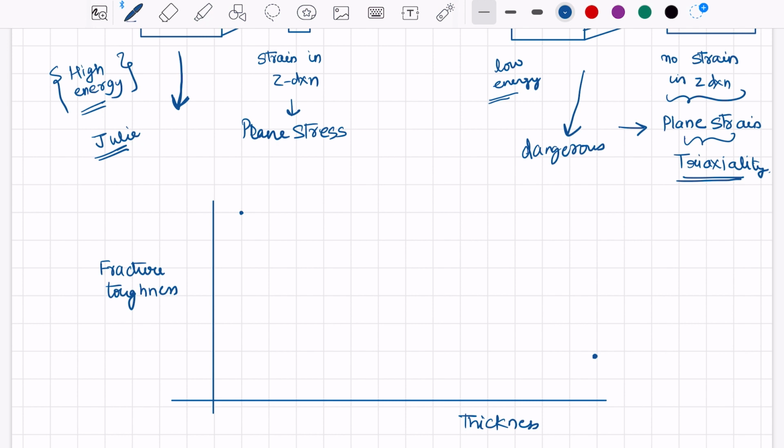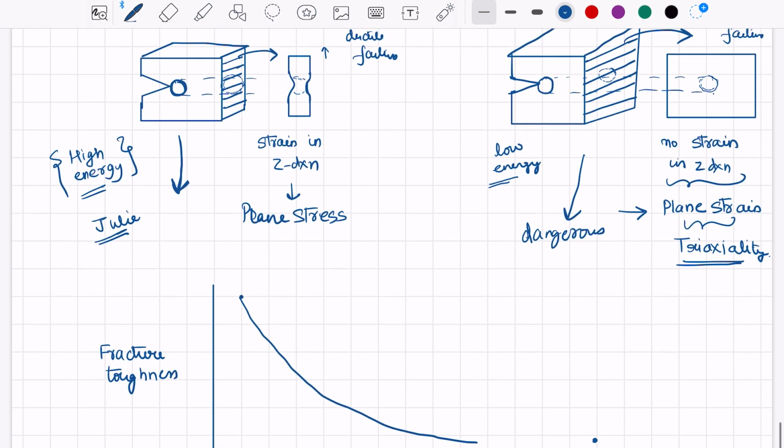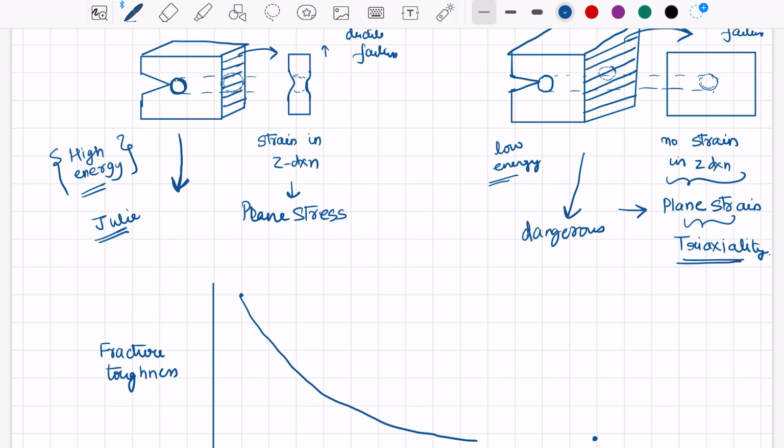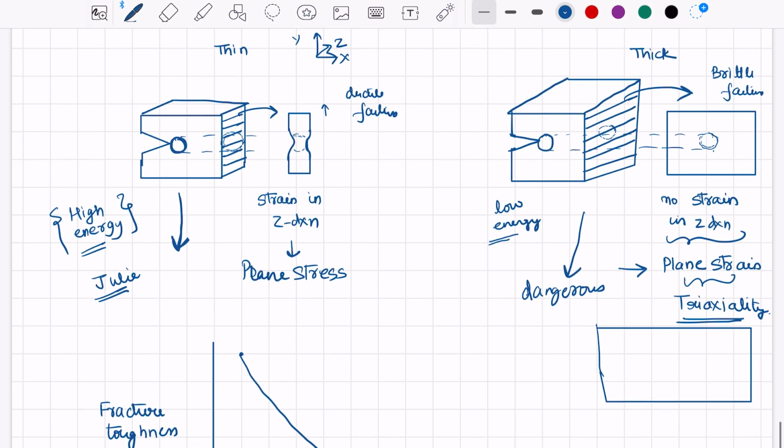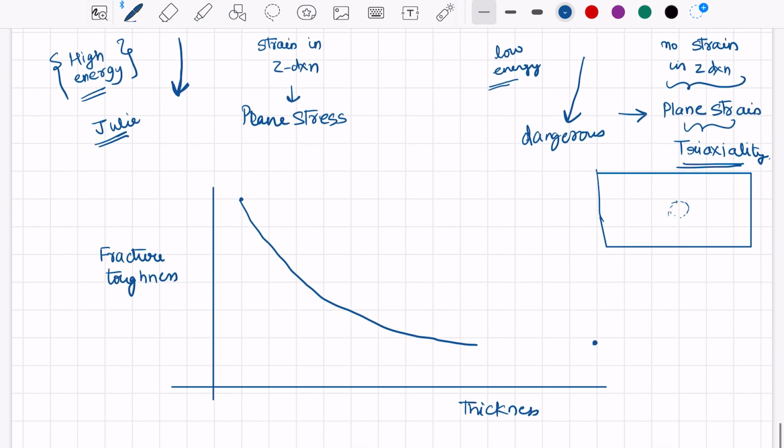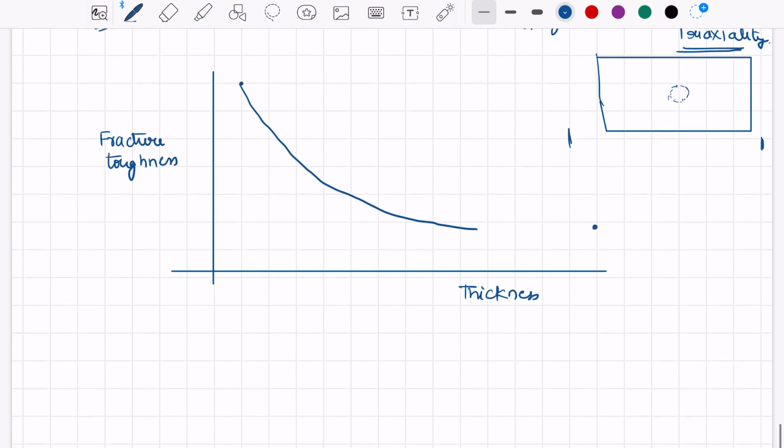Now, if you plot it, it comes like this. Now, just after reaching some thickness, if you keep on increasing the thickness of the specimen, this material will always undergo a brittle failure. No matter, this small amount of plastic zone will not affect it. It will always be small. If you keep on increasing the thickness, this plastic zone will have no effect. The material undergoes brittle failure in that case.